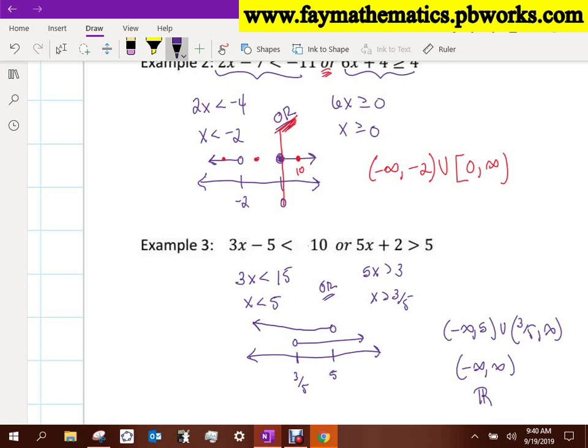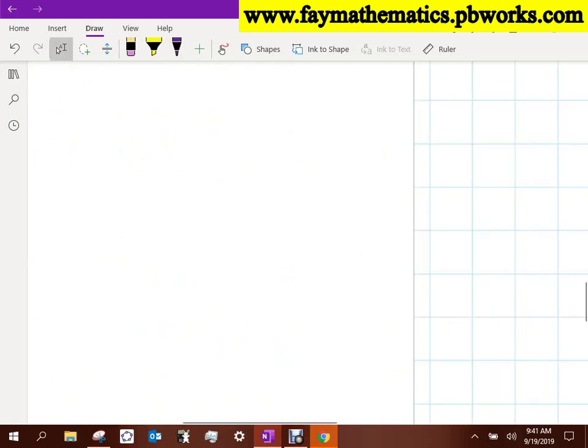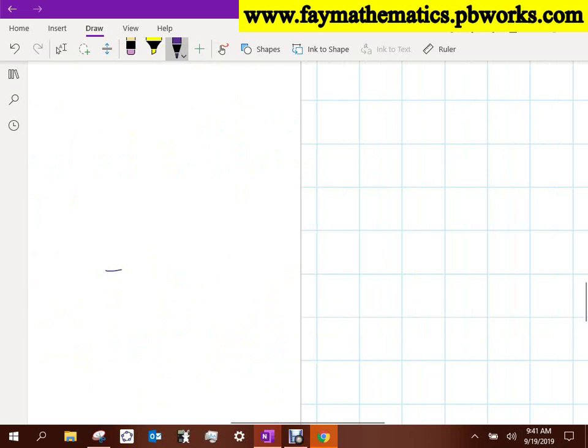Okay? Same thing happens. I don't have an example of this right now, but let's say I go through and I've got a graph that uses the word and, and it looks something like this. So maybe I got like -2 and I got like +5 there. And I look for the and. I look for the overlap. Is there any overlap there with the word and? No. So what's that tell me? No solutions. No solutions.